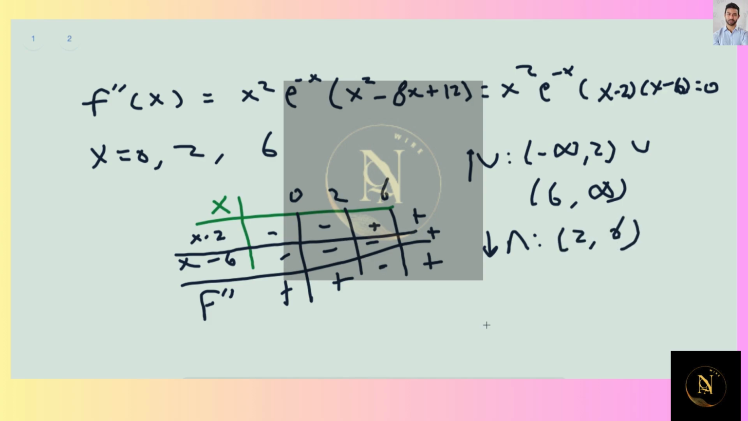So our inflection points are where the sign changes for concavity. So inflection points occur at x equals 2 and 6 because it's going from positive to negative and then negative to positive. And that is it.